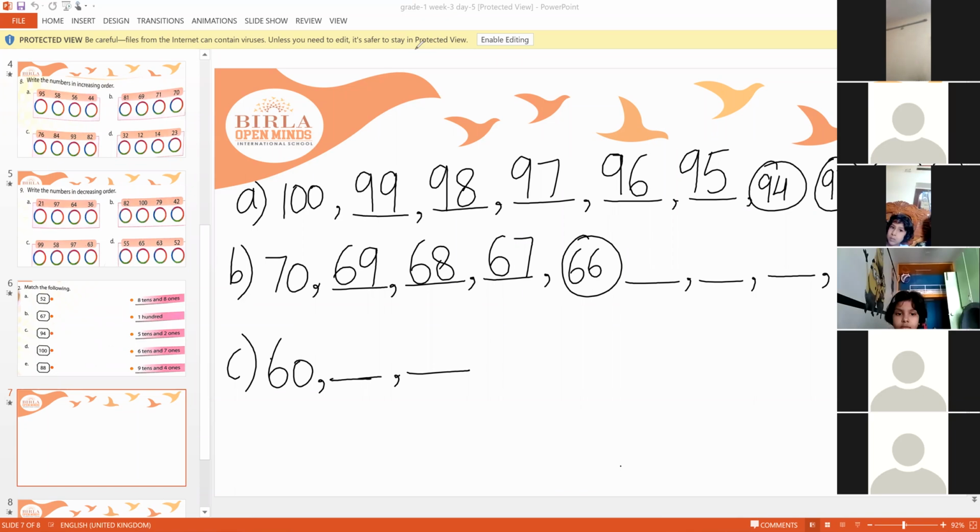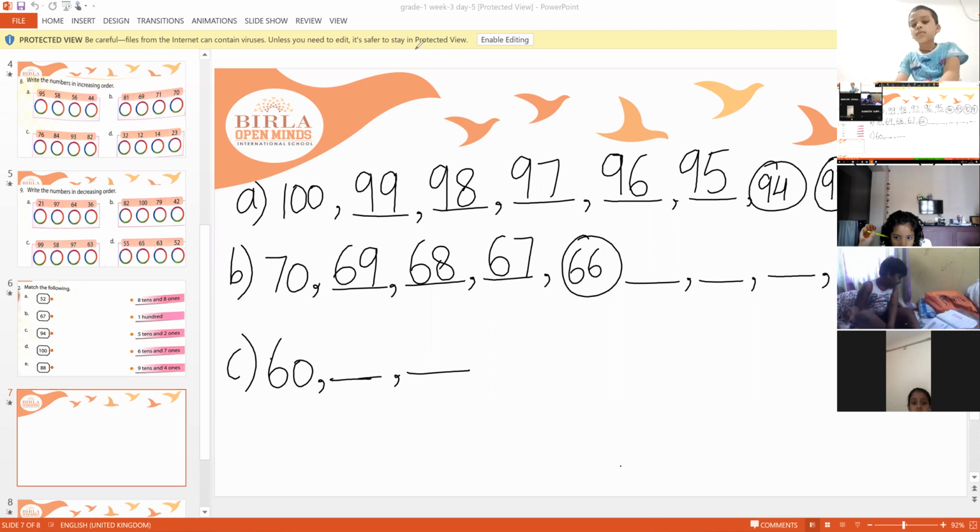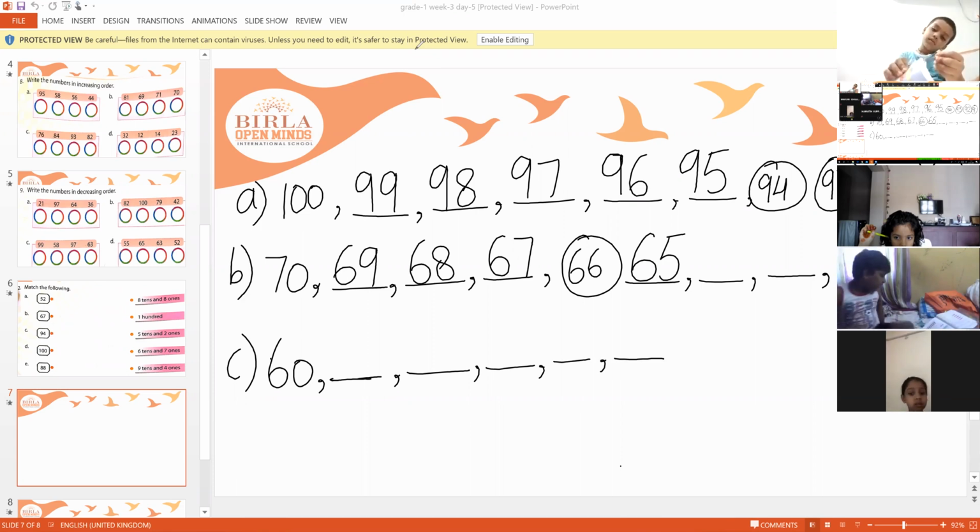Dhruti. Yes, ma'am. Yes, Dhruti. Now tell me what comes just before 66. 65. Very good. And what comes before 65? 64. Okay, and before 64, what comes, Dhruti? 63. Okay, Dhruti, very good.